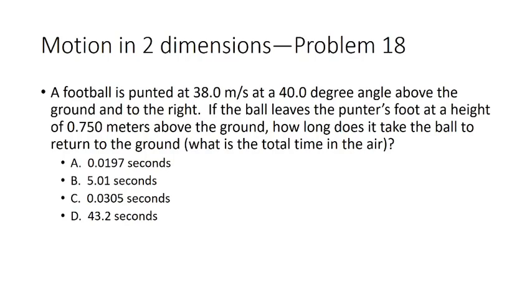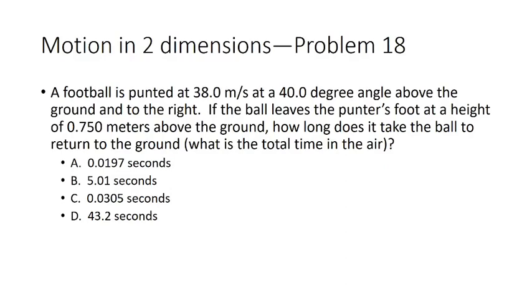All right, so now we're looking at problem 18, another projectile problem. A football is punted at 38 meters per second at a 40-degree angle above the ground and to the right. If the ball leaves the punter's foot at a height of 0.75 meters above the ground, how long does it take the ball to return to the ground? In this problem, the ball is not returning to the original launch height. It's going to fall past that all the way to the ground.